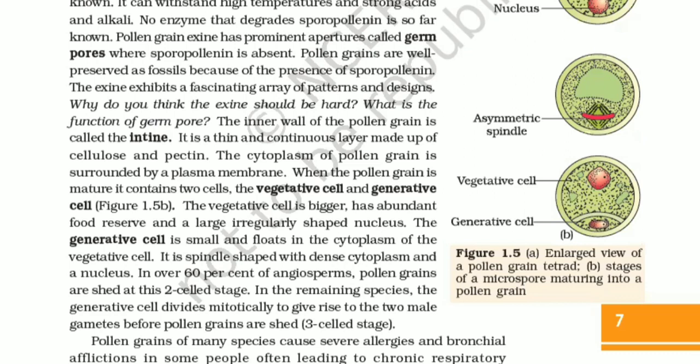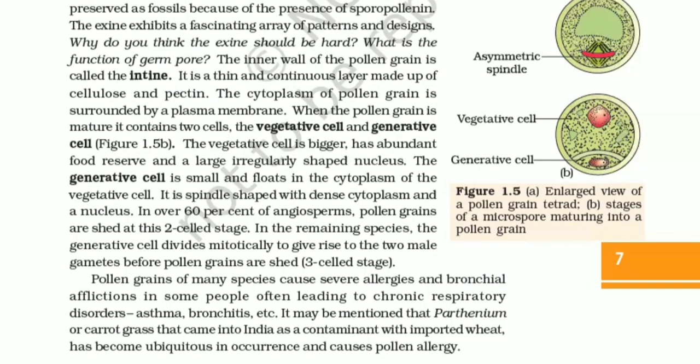The cytoplasm of pollen grain is surrounded by a plasma membrane. When the pollen grain is mature, it contains two cells, the vegetative cell and generative cell, as shown in figure 1.5b. The vegetative cell is bigger, has abundant food reserve, and a large, irregularly shaped nucleus. The generative cell is small and floats in the cytoplasm of the vegetative cell. It is spindle shaped with a dense cytoplasm and a nucleus. In over 60% of angiosperms, pollen grains are shed at this two-celled stage. In the remaining species, the generative cell divides mitotically to give rise to two male gametes before pollen grains are shed. That is the three-celled stage.